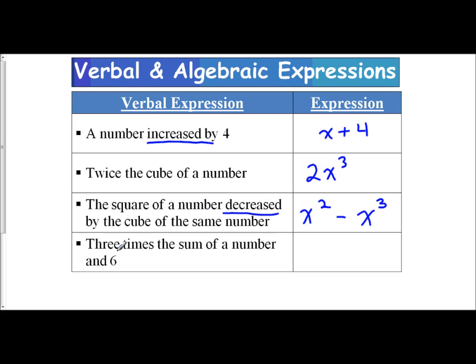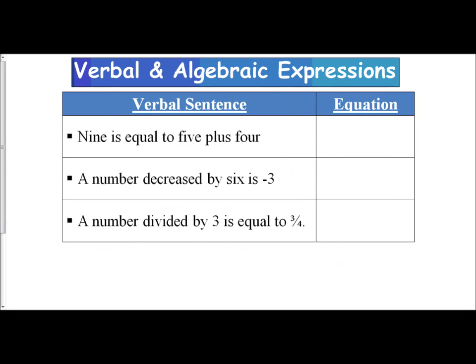The last one, 3 times the sum. So I know I'm going to add the next 2 that I see, of a number and 6. Now this is a good example because you're going to have to take x plus 6, but this whole expression needs to be multiplied by 3. So in order to multiply the whole expression by 3, it needs to go inside of parentheses. So that's translating expressions. The next set is translating equations.